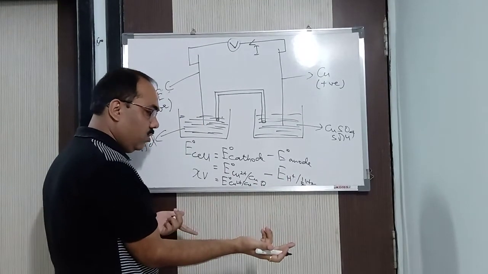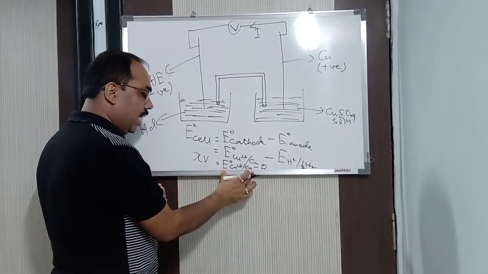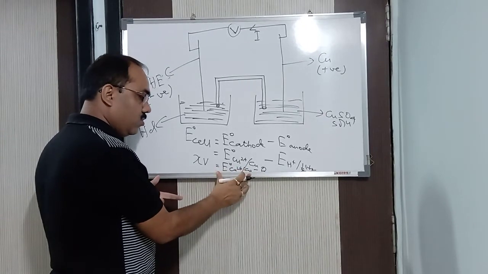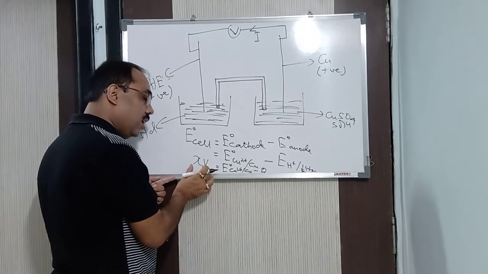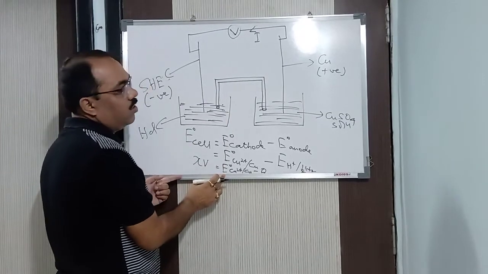SHE is 0 always. We know that. So whatever value you are getting here, you are getting something minus 0, which is the same value. So the electrode potential shown here is nothing but the electrode potential of copper.